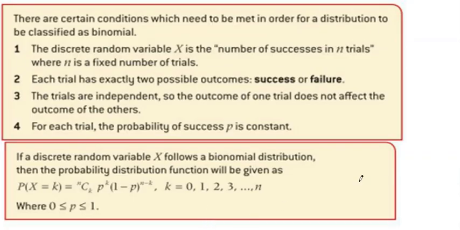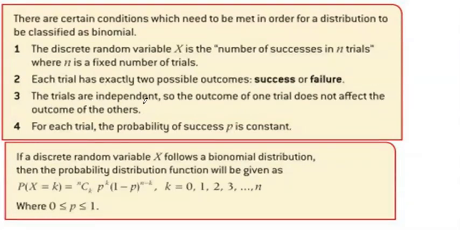So there are certain conditions which need to be met in order for a distribution to be classified as binomial. First of all, the discrete random variable x is the number of successes in n trials, where n is a fixed number of trials. Each trial has exactly two possible outcomes, success or failure. I cannot have another outcome other than success and failure.